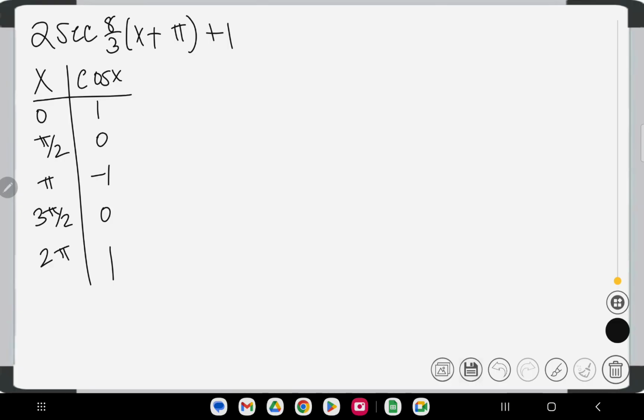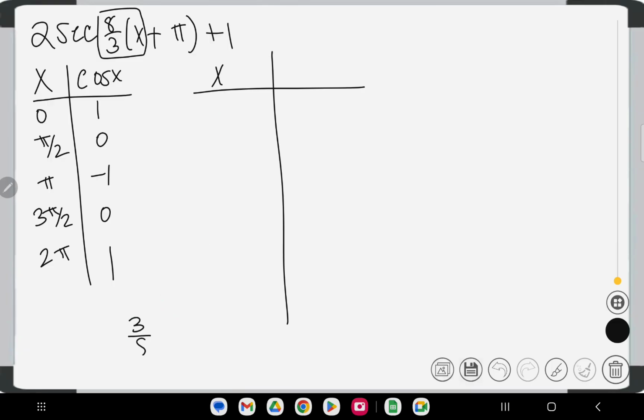Alright, so now let's look at some different transformations. So, on my x value here, that's a stretch or compression, and it's always by the reciprocal of it. So I'm going to take all of the x coordinates and multiply it by 3/8.